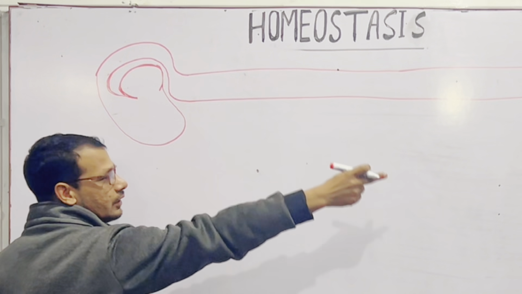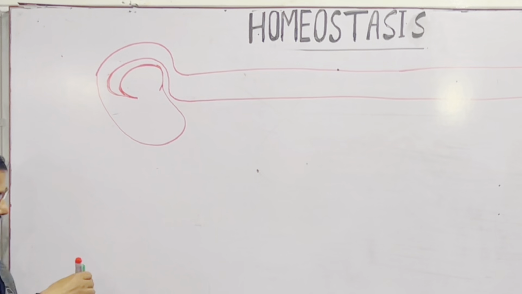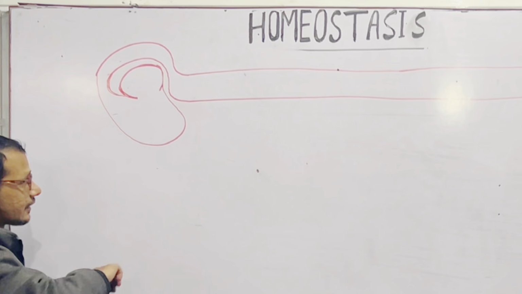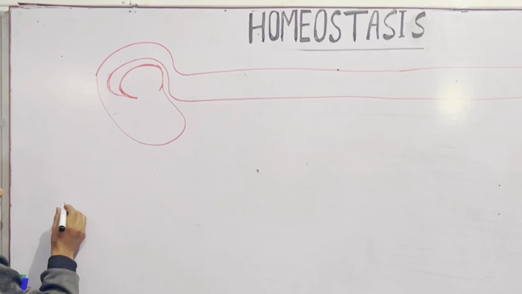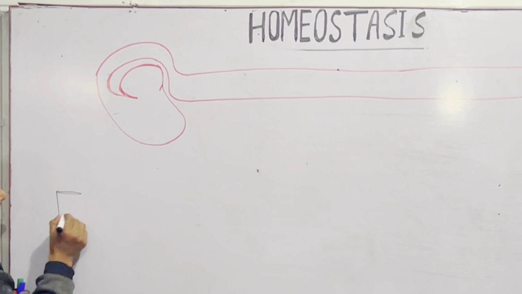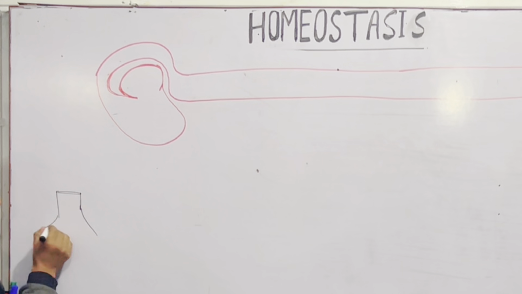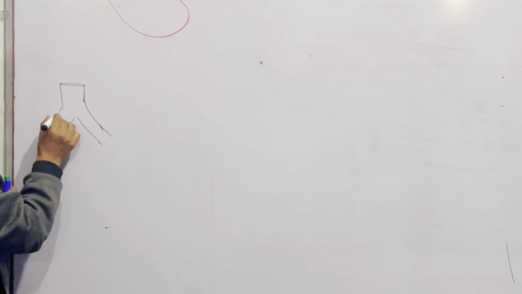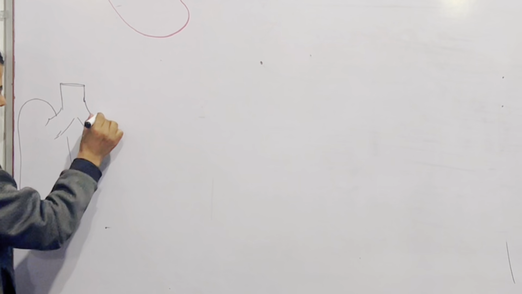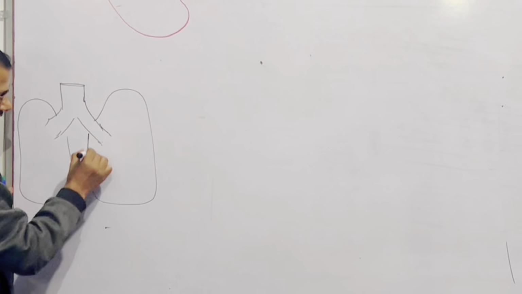Which is giving blood to the whole body. Here is what? The respiratory system. For example, this is the respiratory system.